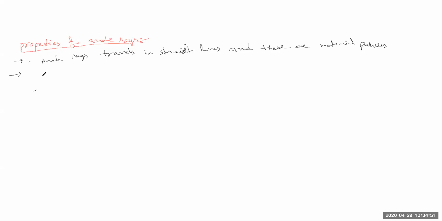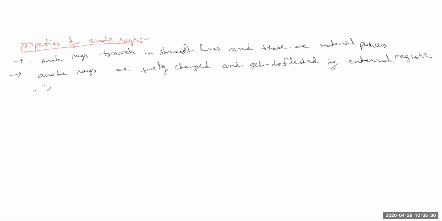Anode rays are positively charged and get deflected by an external magnetic field and affect the photographic plate.